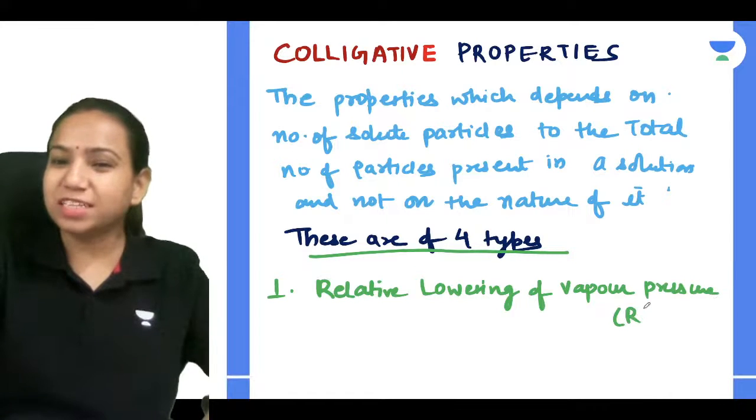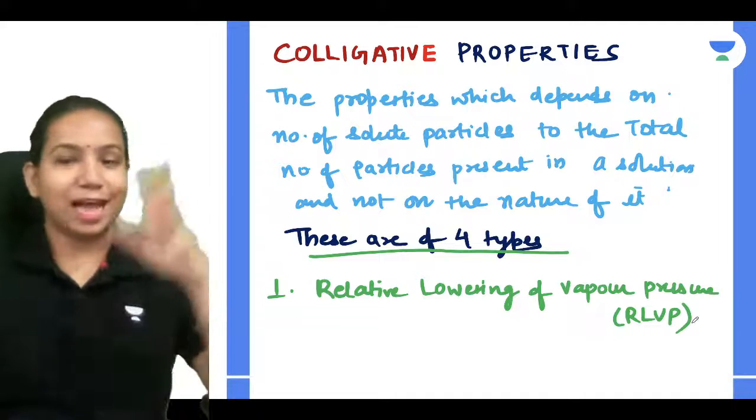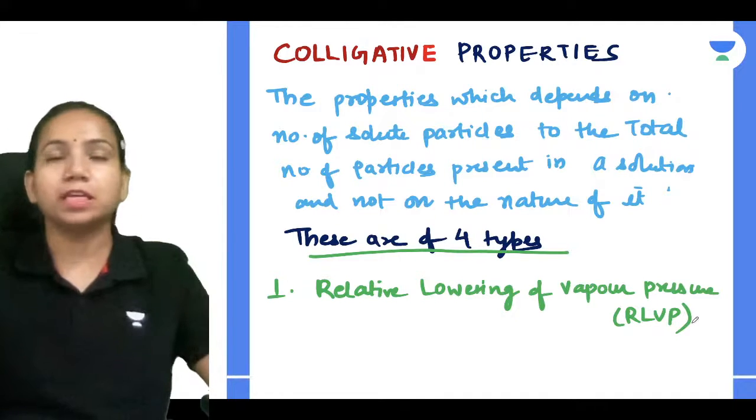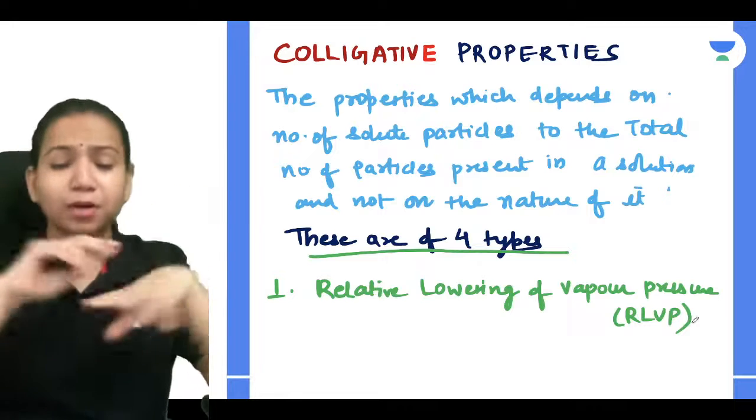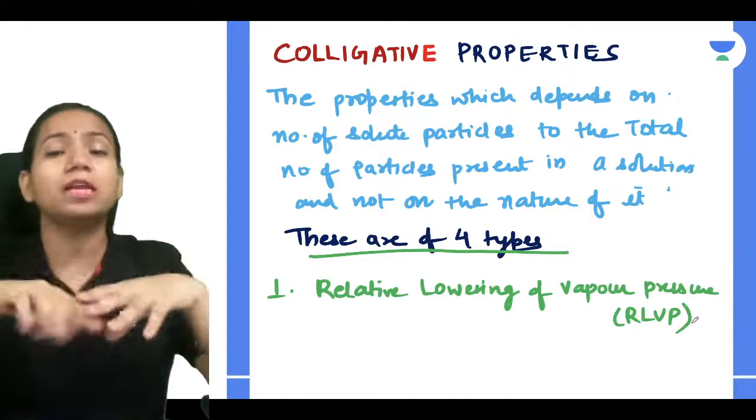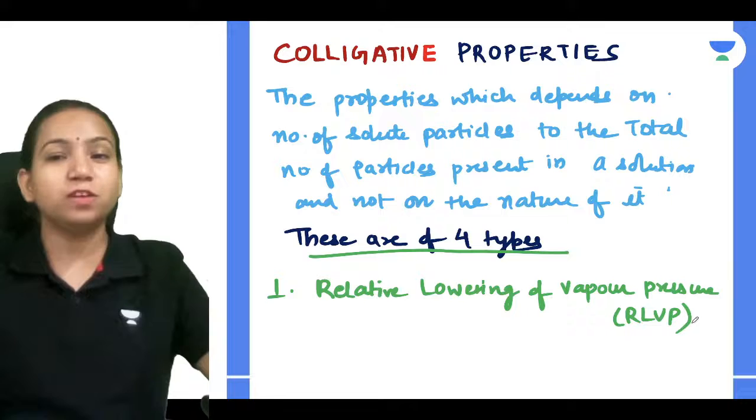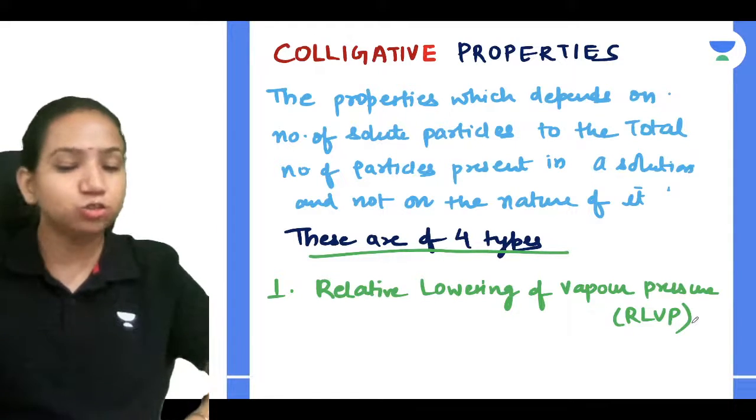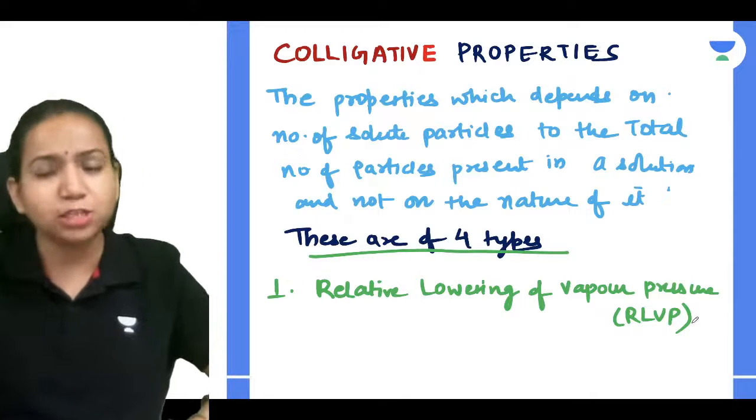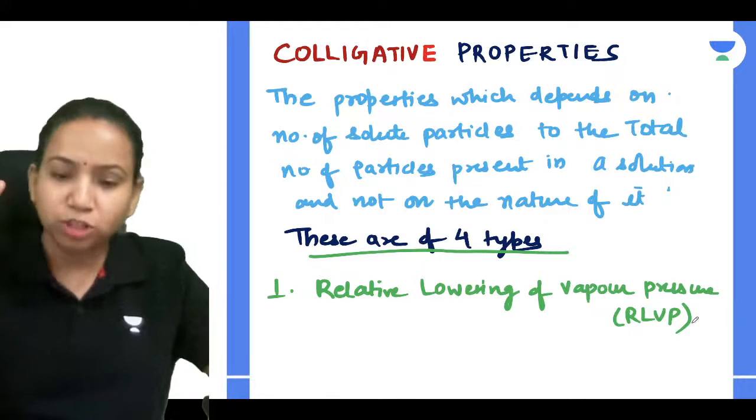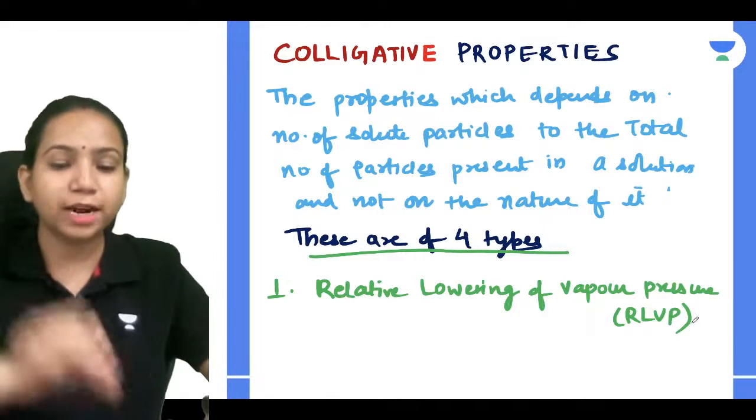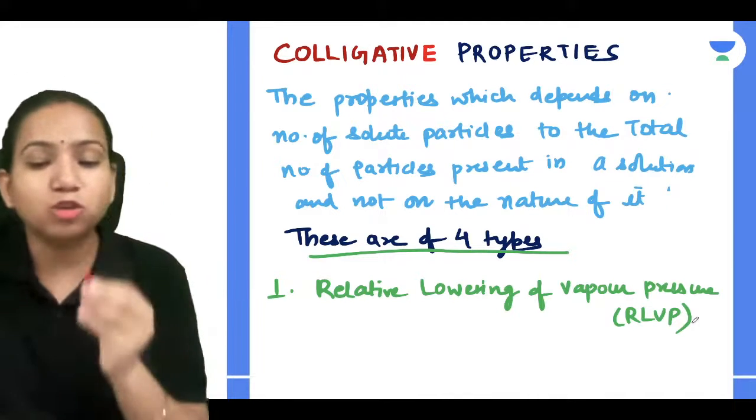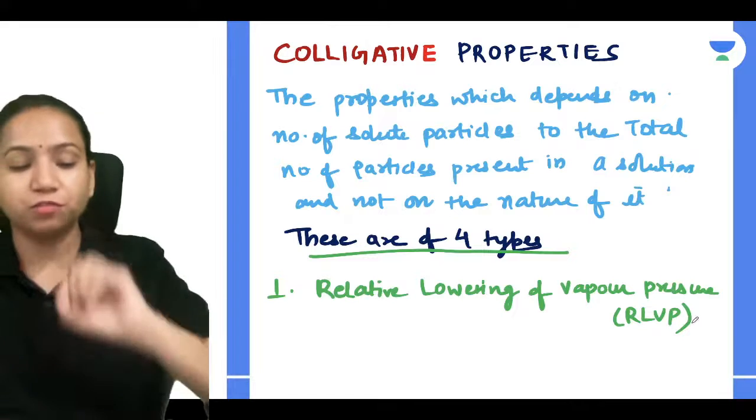How can you write it in short form? RLVP. Like we give short forms to everything so that we don't have to write big things. But make sure when you're writing in the exam, you write the complete thing. Many times the teachers will not consider the short form. You should write the full form, and that's actually required. So in your notes you can write the short form, but in the exam you have to write the full form of everything.